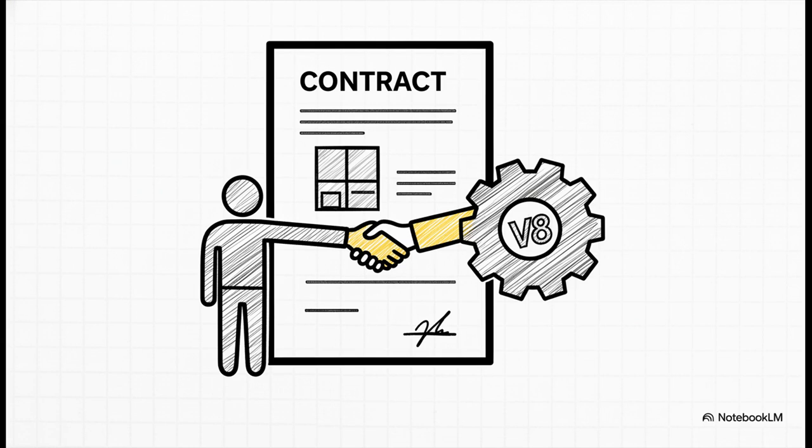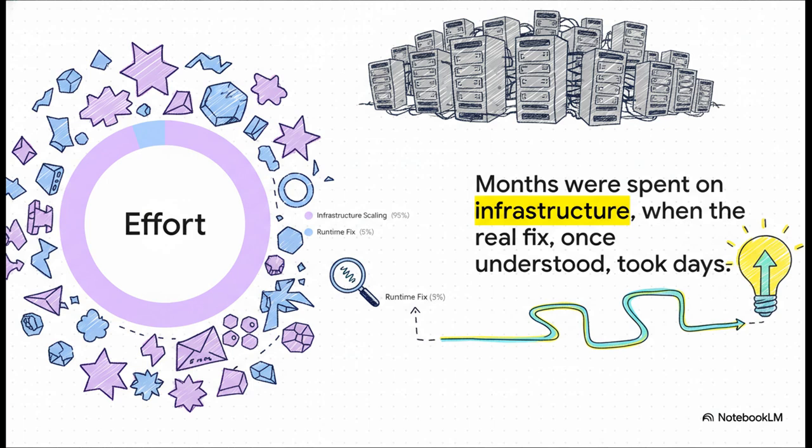For high-performance code, it's not enough for it to be logically correct. You have to think about how the data structures you're creating will actually behave when the engine tries to optimize them. And this chart just drives the point home perfectly. Look at the cost of chasing the wrong problem. Months were spent trying to solve this by just throwing more expensive infrastructure at it, when the real fix, once they understood the problem, took just a few days. Understanding the runtime wasn't some micro-optimization. It was the most direct and cheapest path to a solution.